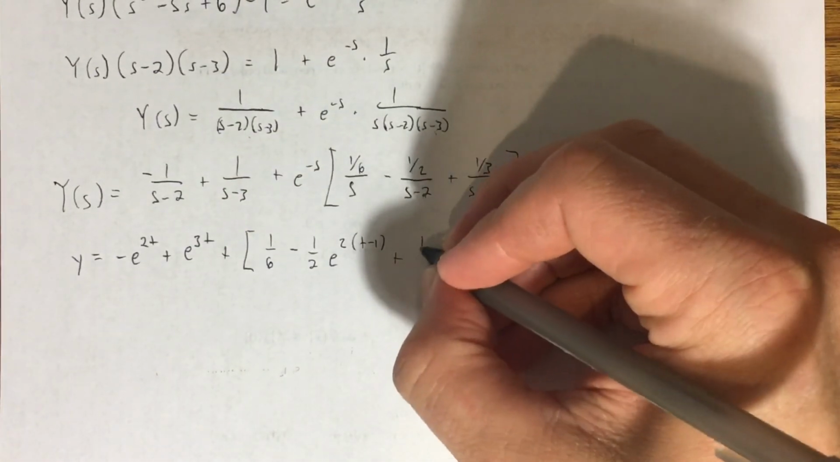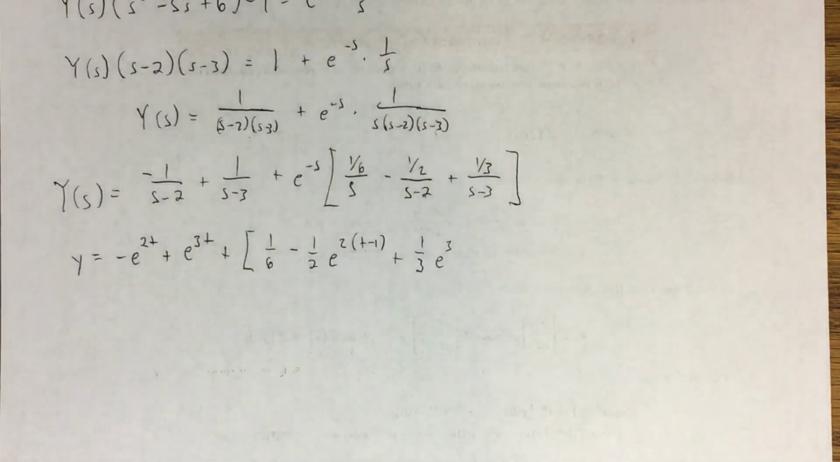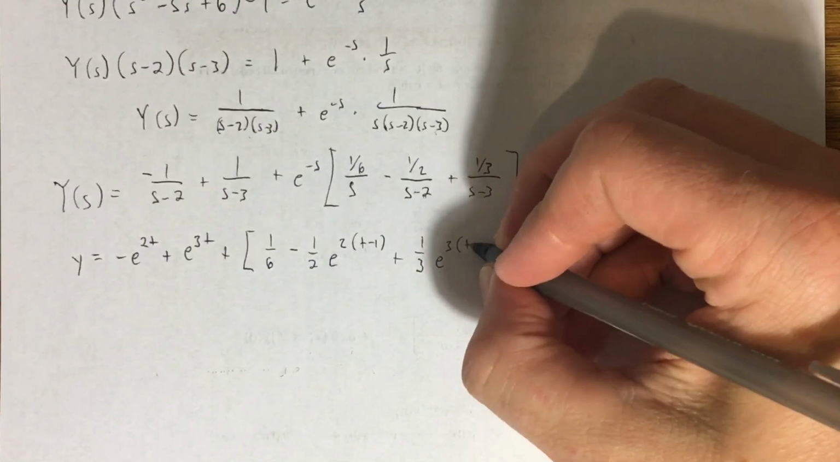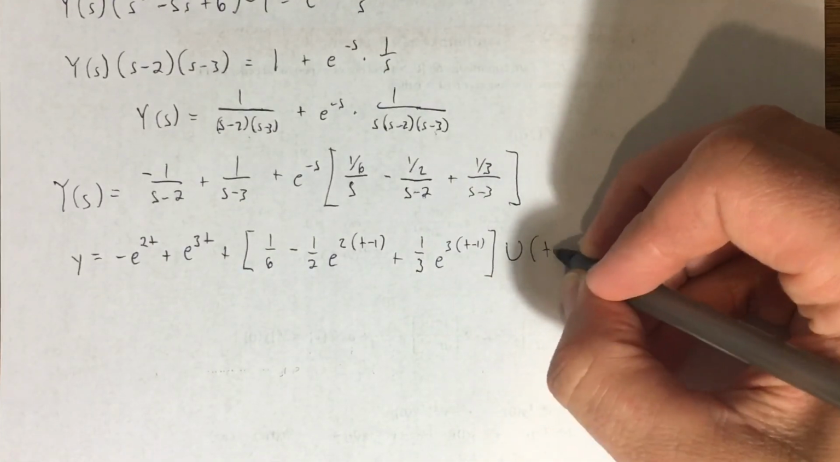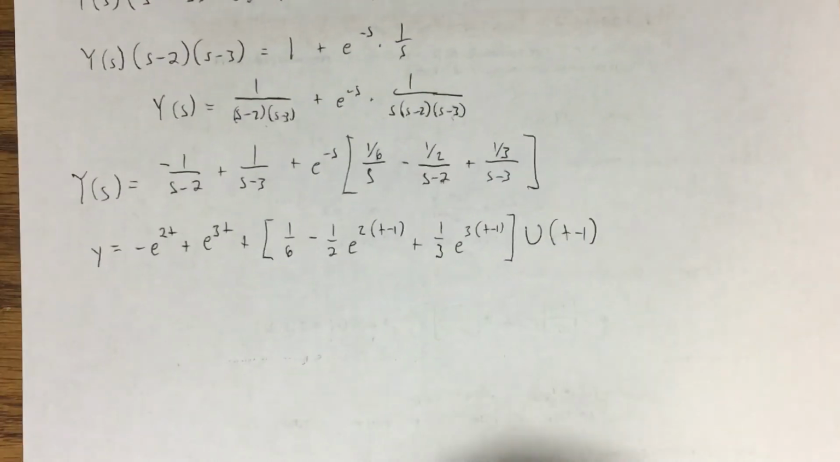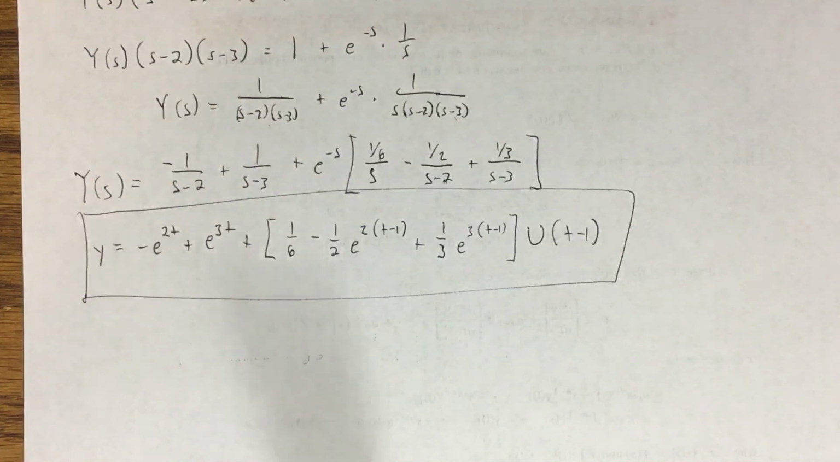This guy would normally be equal to 1/3 e to the 3t, but again, we have to replace our t by a t minus 1. And then we have our u of t minus 1 hanging out on the outside there. So that's from that second translation theorem. Okay? So that's a couple of DEs solved using these techniques.